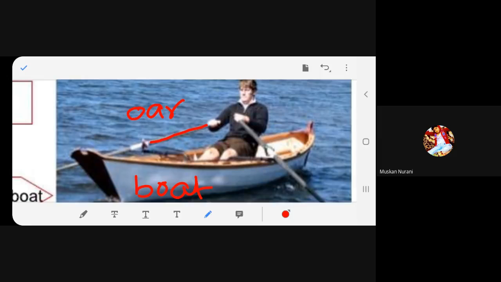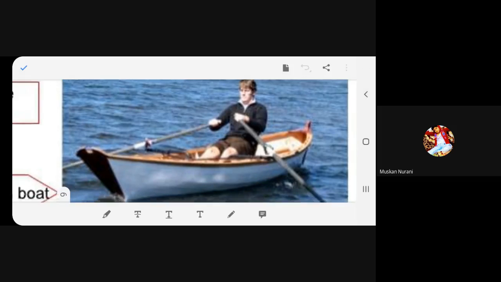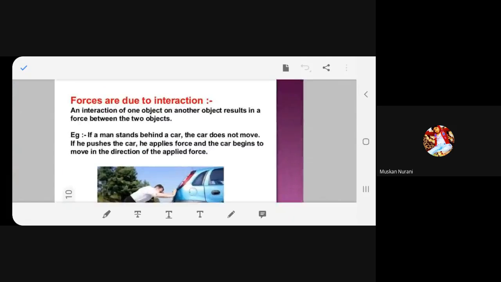Sorry. First, he pulls the oar and the boat is pushed. He pulls the oar, so he takes it towards his body. He pulls the oar towards his body and the boat goes ahead. The boat is pushed ahead. You understand? So when he pulls the oar like this, the boat pushes ahead, and that's how the boat moves.